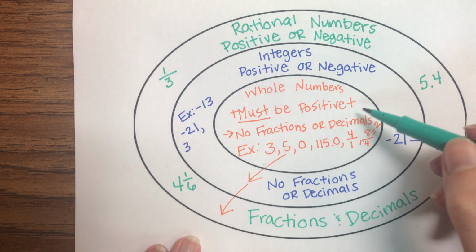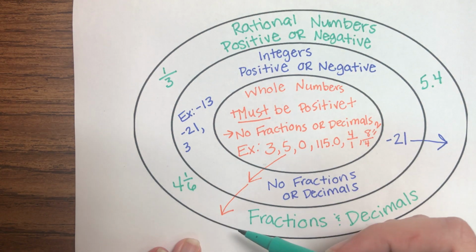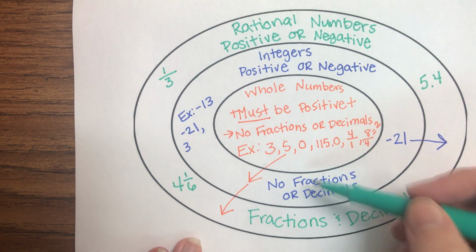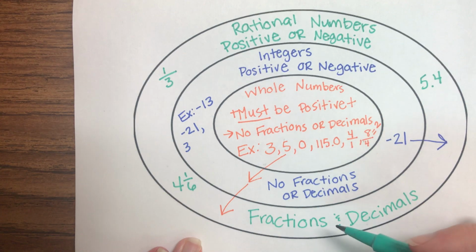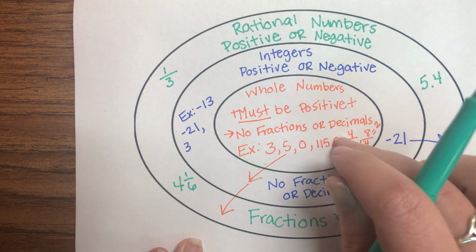If it's a whole number, it can also be an integer and rational. If it's an integer, it can be an integer and rational. Rationals are just rationals. We move outwards in our circle, not inwards.